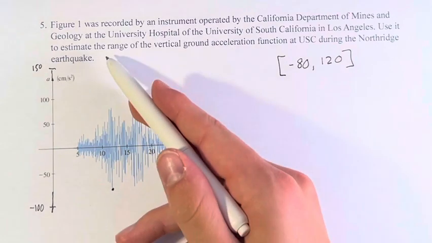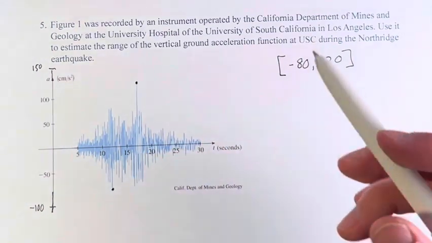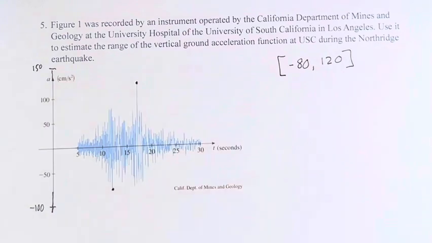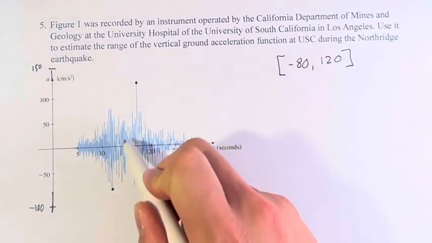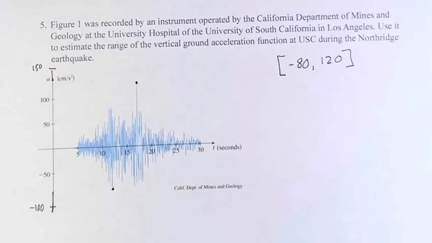So we're going to say that the range of the vertical ground acceleration function during this earthquake is negative 80 to 120, inclusive from these points. And that's going to be your final answer.